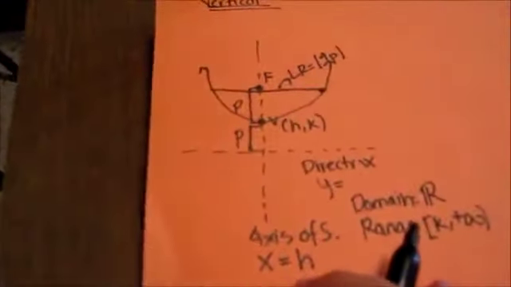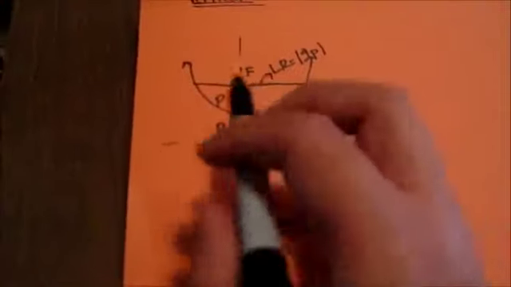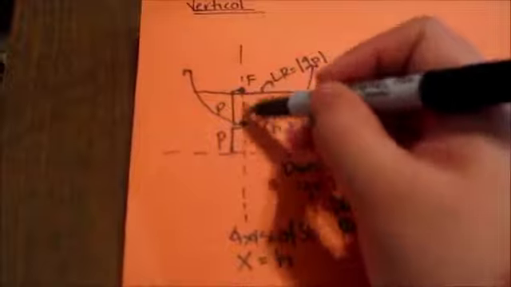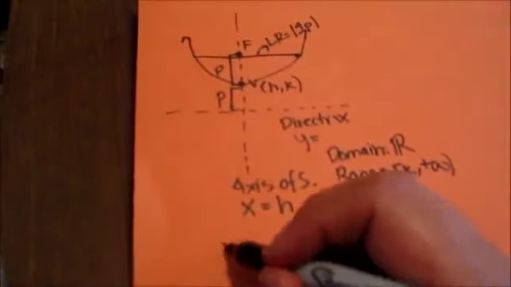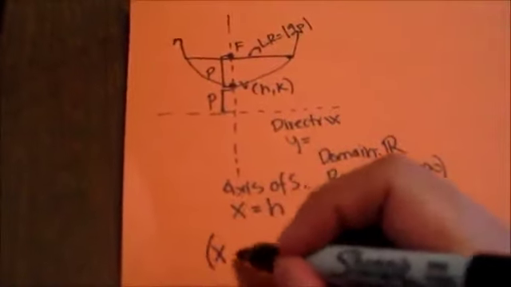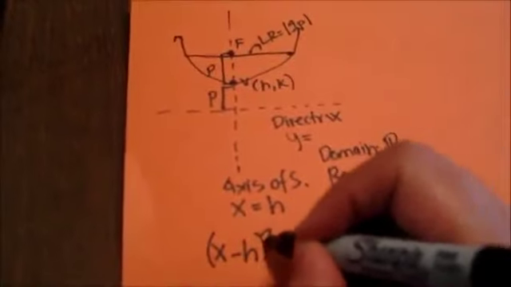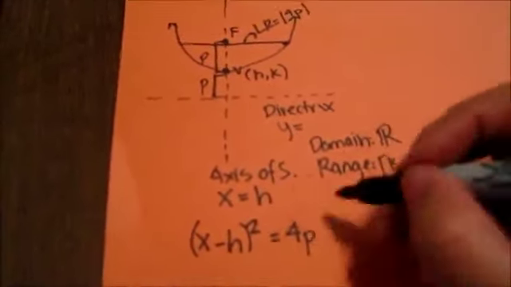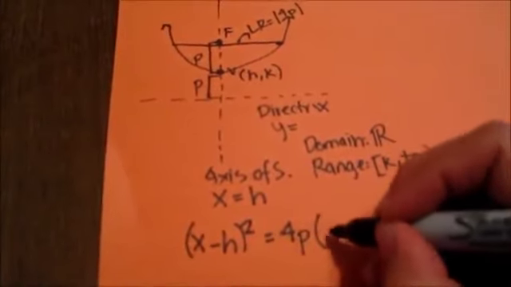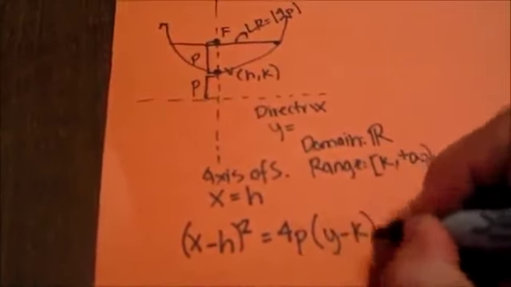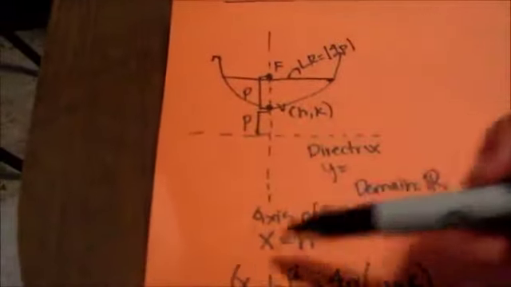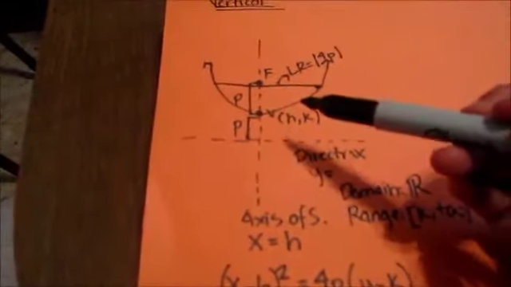Now, the equation for this one is going to be like this. Since you have two x's for the same y, you need x squared, or x minus h squared, equals 4 parameters, or latus rectum, times y minus k. This is your equation when you have a parabola that opens upwards.